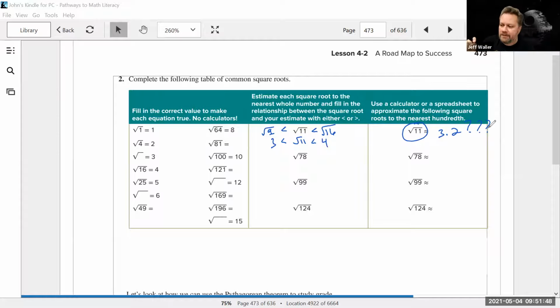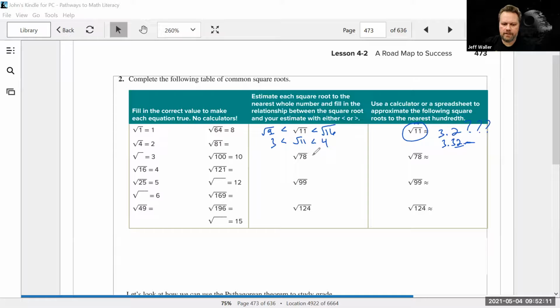Now, can somebody do this if you found your square root button? What is the square root of 11? Let's see how close I got. Well, I didn't do too horrible. 3.31. Yeah, 3.32 really, but that's 3.2. Oh, it's the same if I round to the hundredth. Anyway, so that's how all these work.